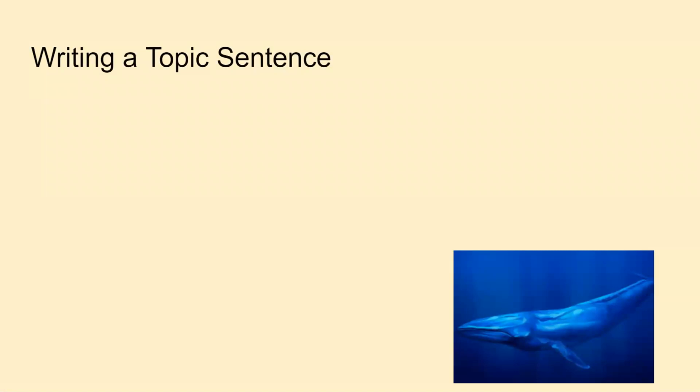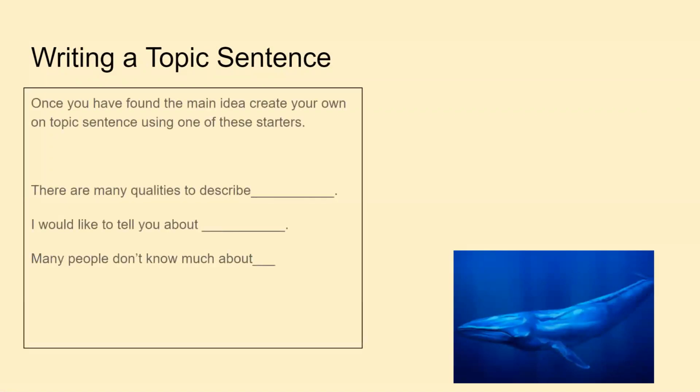So now we're going to work on writing a topic sentence. Once you found the main idea, create your own topic sentence using one of these starters. Some of these are examples of what you could start your main idea sentence with other than the main idea of the text is. So when you're writing your own paragraph, you don't need to say the main idea of the paragraph is, because you're writing your own paragraph in your own words. Let me repeat that. When you are writing your own paragraph about a topic, you are not going to say the main idea of the topic is. You're going to use one of these.